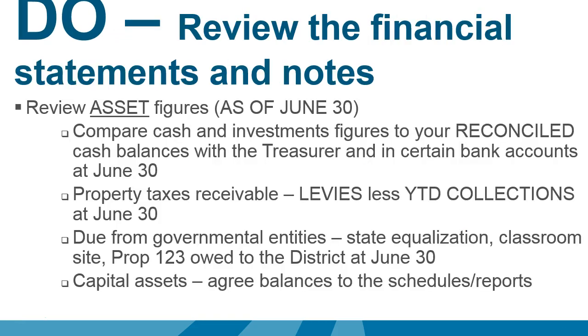A key part of a financial statement review is agreeing the amounts reported within the financial statements and notes to the underlying information of your school district. In the area of assets, this slide provides some examples of items a district will likely want to include within the review. An example of the review of an asset account includes agreeing the amounts reported on the statement of net position and in the capital asset note to the supporting schedules and reports provided by the district to the auditor for capital assets.